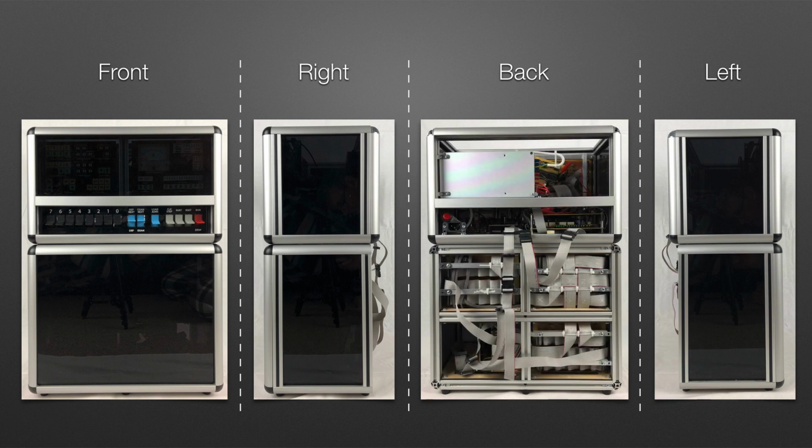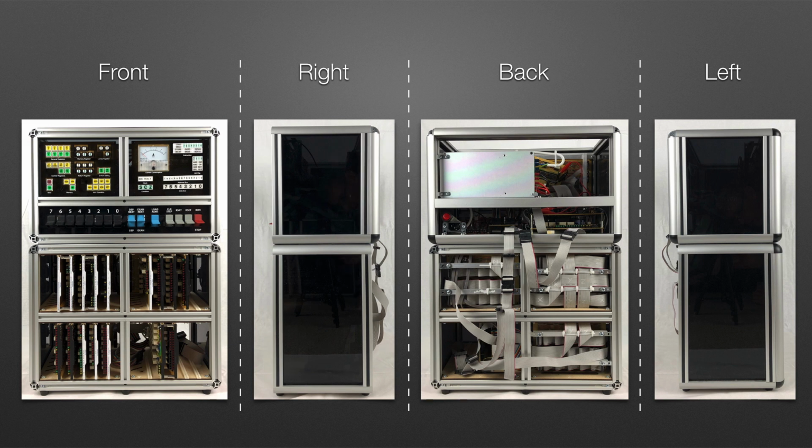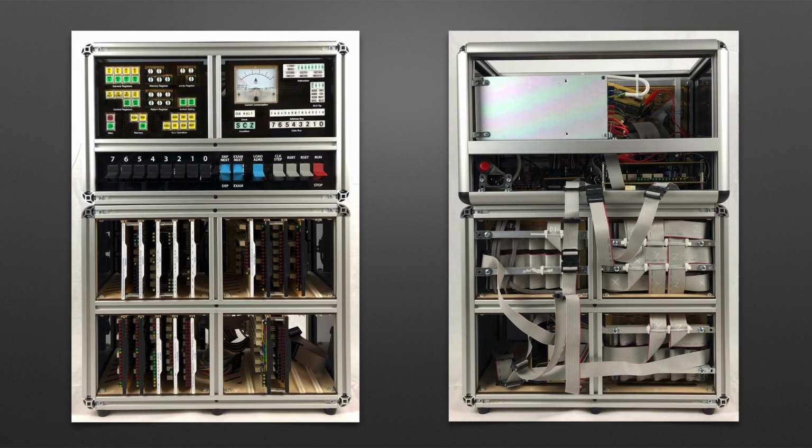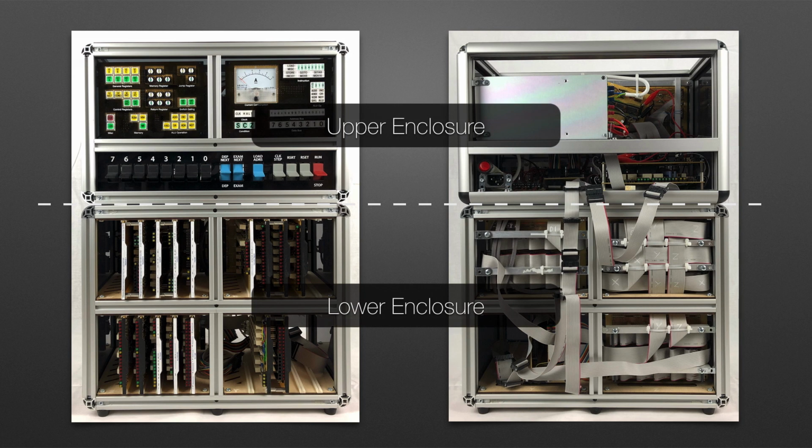Both the front and rear covers are removable, and with them removed, this is what it looks like. If we take a closer look now at the front and rear, you can see that the enclosure is broadly split into 2 halves: the upper and lower enclosure.